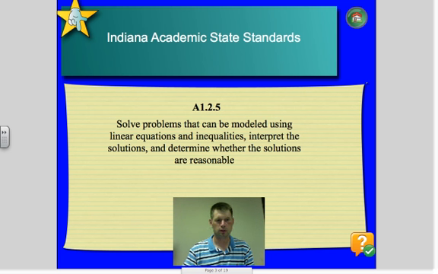Okay, our standard is A1.2.5: solve problems that can be modeled using linear equations and inequalities, and interpret solutions and determine whether the solutions are reasonable.